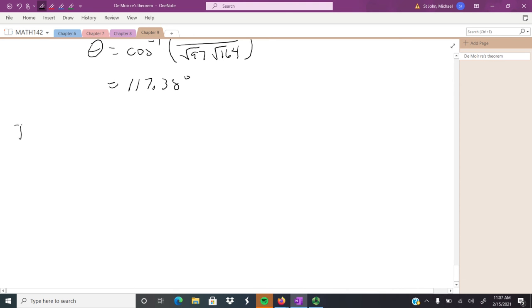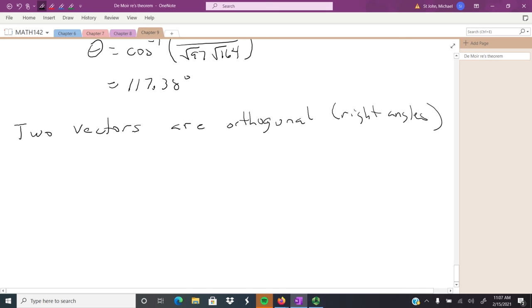So, two vectors are orthogonal, and really this means that they're at right angles, if v dot w equals 0. So if the dot product is 0, then they are orthogonal to each other.